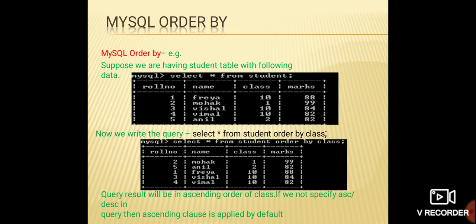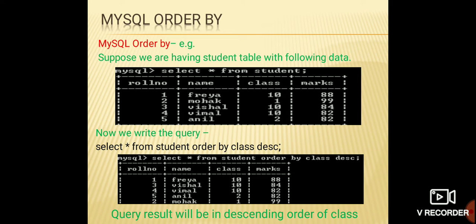Next, if you want to order it according to class, and I want to show all the data, that's why I have written select asterisk from student, order by class. I want to order it according to class. So by default, if you do not write ASC or DESC, it will display only in ascending order. If you want to display the data in descending order, then you have to specify it by writing the keyword DESC, as mentioned in the example you can see here.